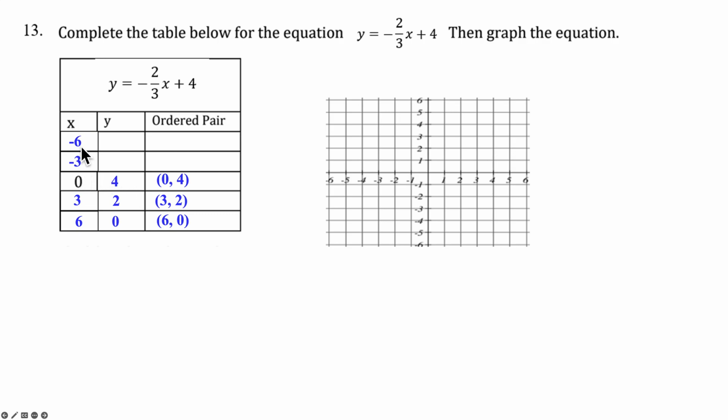When I subtract 3, now I'm going to need to increase by 2. So this will be a 6, and then an 8. And then I build my points, and I can plot my points. 0, 4, 3, 2, 6, 0, and -3, 6, and I draw my line.